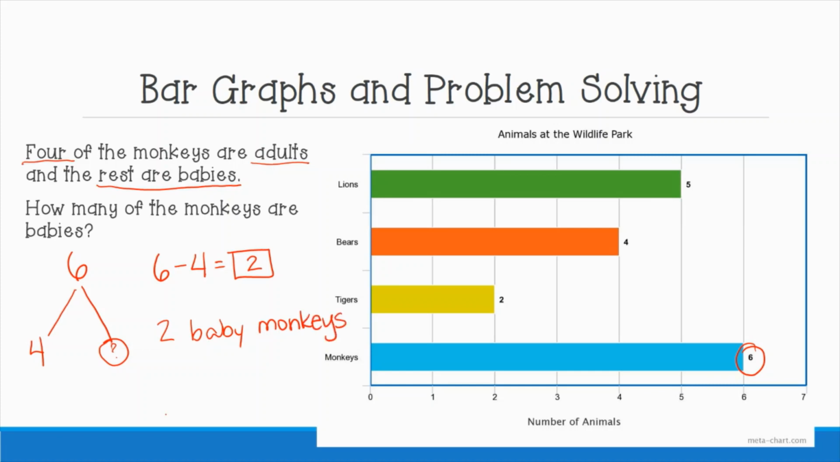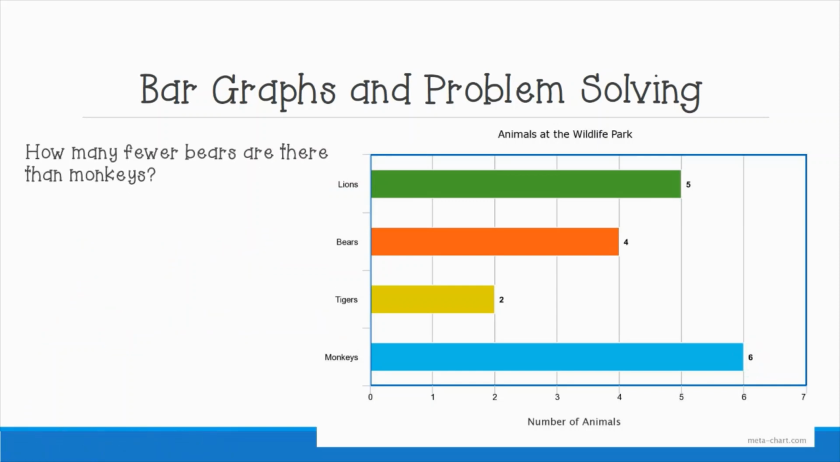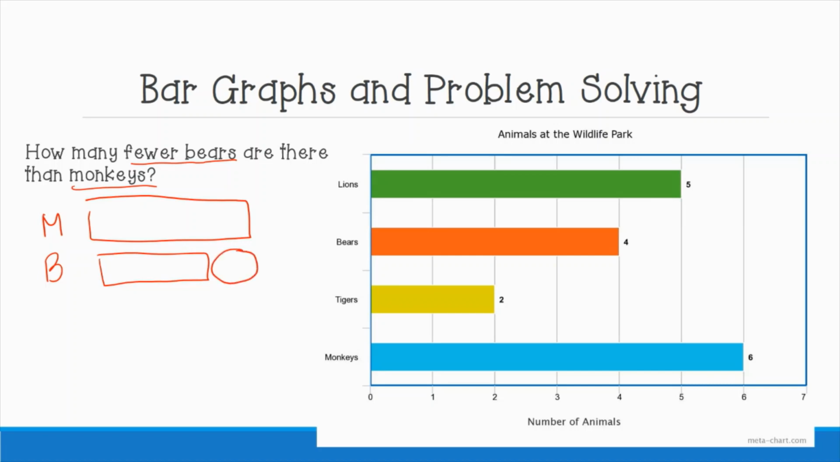Let's try another problem. How many fewer bears are there than monkeys? So I'm going to compare my monkeys to my bears. I know there are fewer bears than monkeys, which means that there's more monkeys. So I'm going to make a comparison bar for my monkeys and my bears, and then find out how many fewer there are.